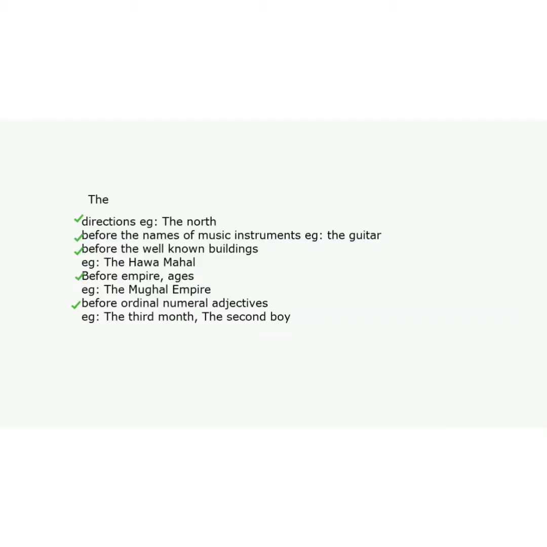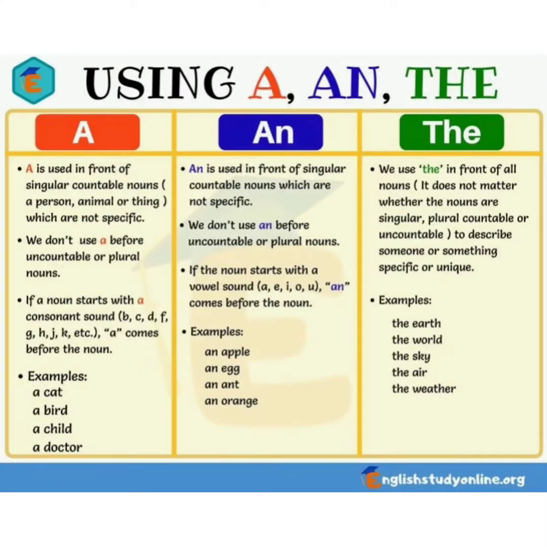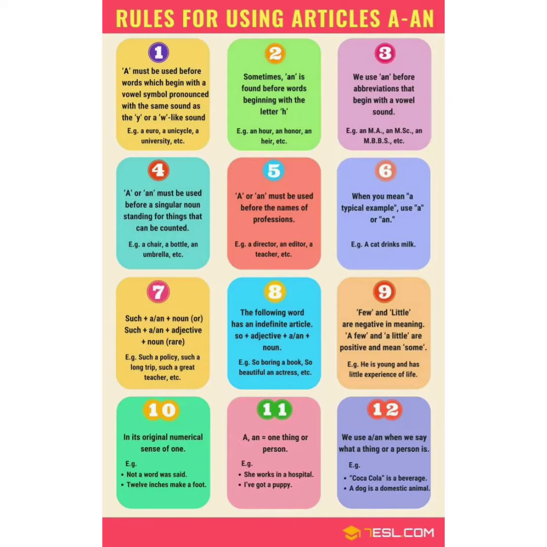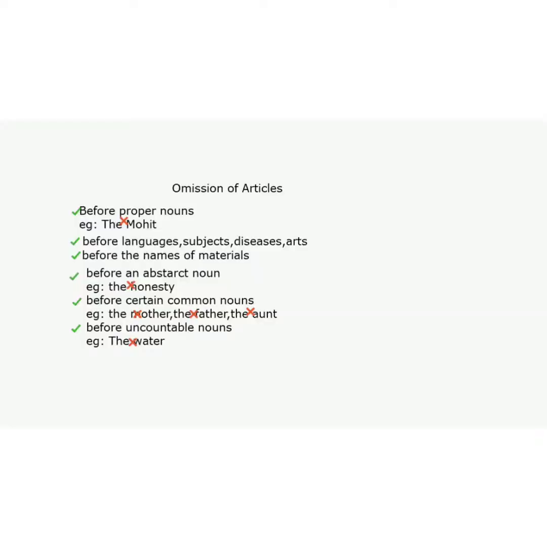Let's come to the next topic. We all have learned where we should use a, where we should use an, and where we should use the. Now there are some places where we should not use an article, where we should completely omit an article. We will learn about the places where omission of the article is mandatory. First, whenever we are talking about a proper noun, we will not use the. For example, the Mohit. No, Mohit is a proper noun. We will not use the there.